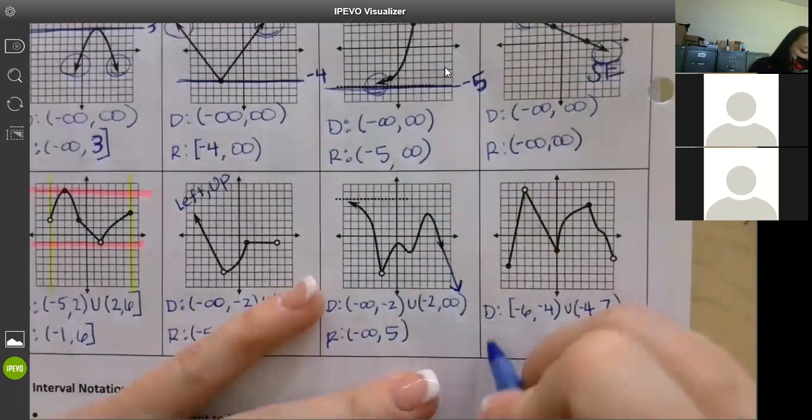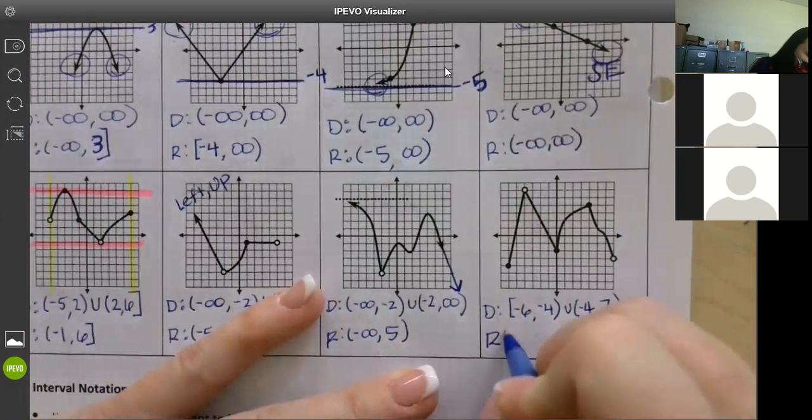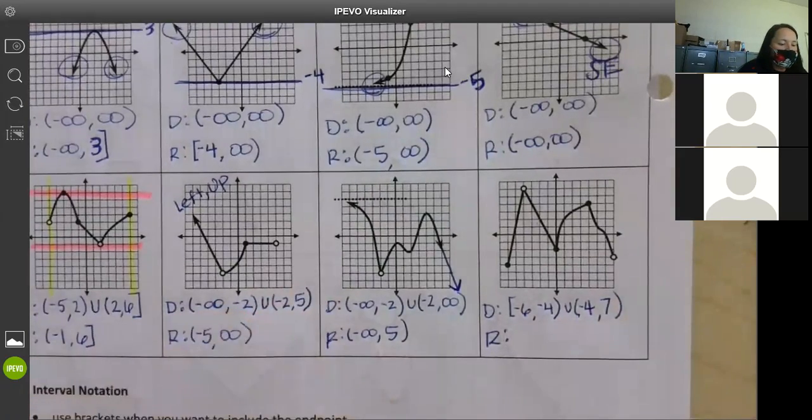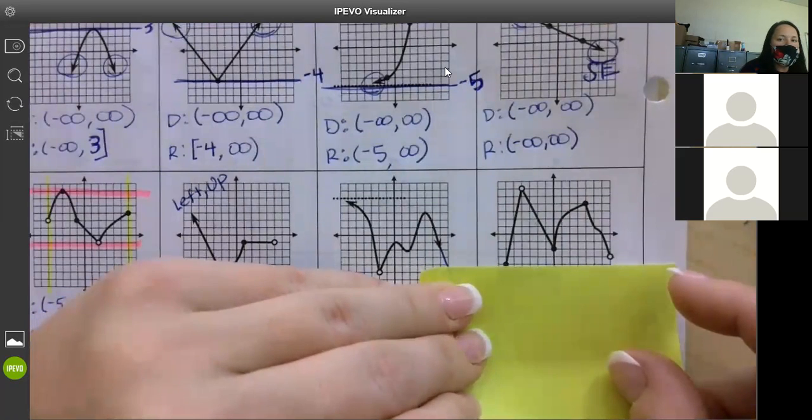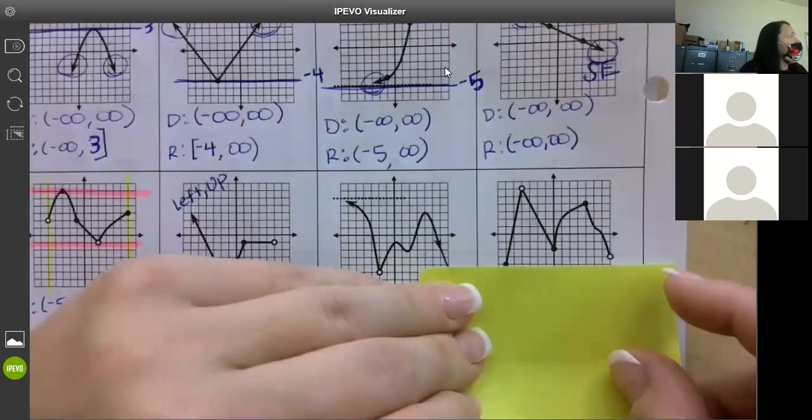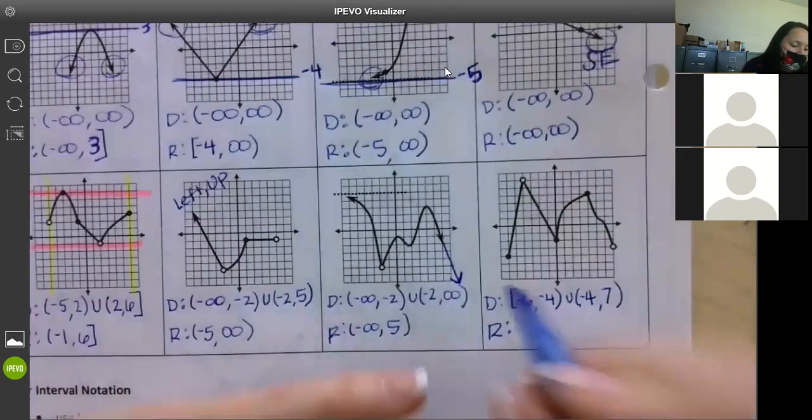Last part, your range. We're going to start at the bottom. There's no arrows to throw us off, so we're going to get to the bottom point. Where is that bottom point at? -4, included or not? Included, very good.